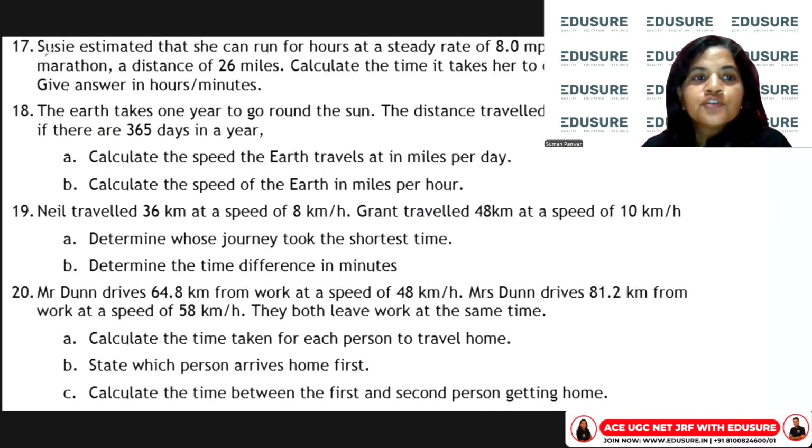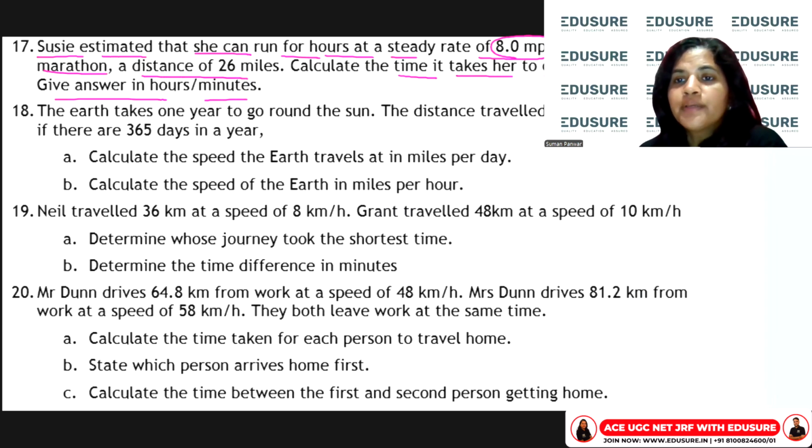Next question. Susie estimated that she can run for hours at a steady rate of 8 miles per hour. She enters a marathon distance of 26 miles. Calculate the time it takes her to complete the race in hours and minutes. So we know that speed is equal to distance upon time. So time is equal to distance upon speed. So distance is 26 miles. Speed is 8 miles per hour. So miles and miles cancel. So 26 by 8 hours. So 26 by 8 hours means 13 by 4 hours.